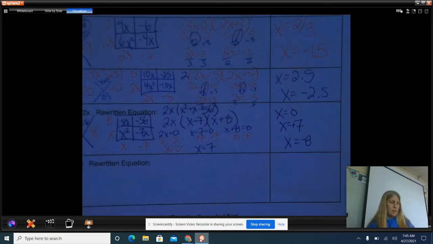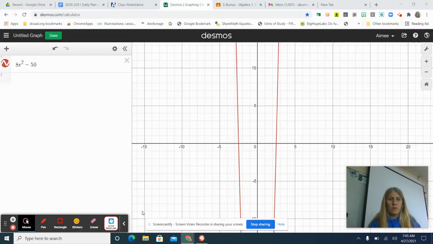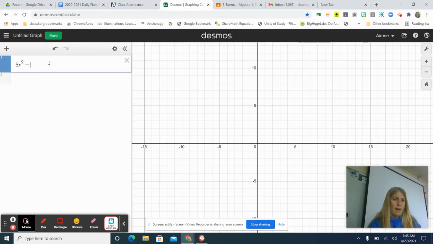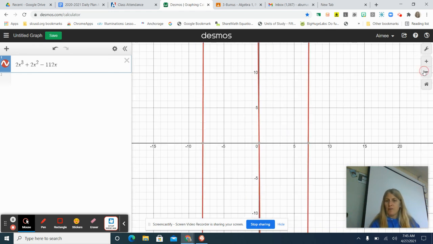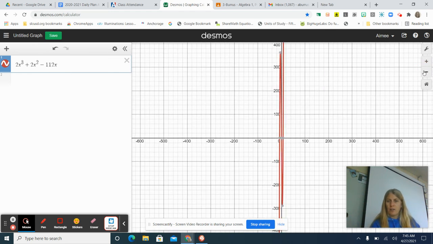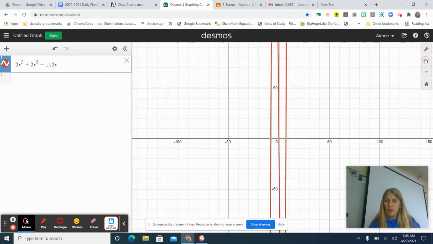We have 3 roots, and that's because an x cubed looks like this. And so let's go ahead and take a look at those roots on Desmos to verify. So we'll type in the original equation, 2x to the third power plus 2x squared minus 112x. If I zoom out, you can kind of see how that curve is looking there. It's really tight though. And so we're going to take a look at those three roots.